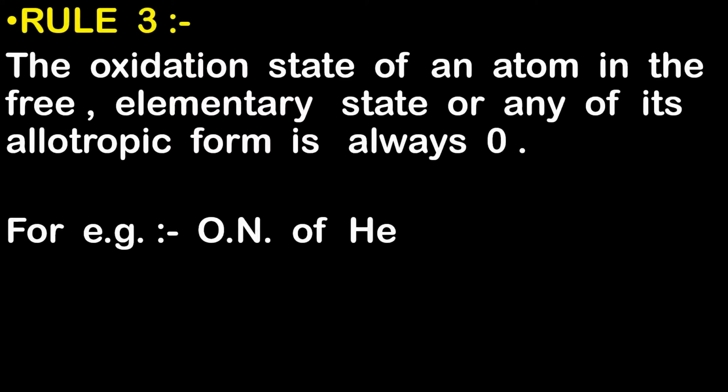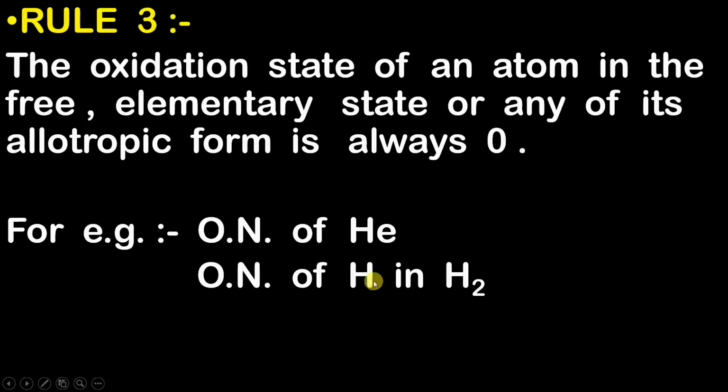Next, the oxidation number of hydrogen in H2. The oxidation number of hydrogen in H2 will again be 0 because this is the free state of hydrogen. Hydrogen is found as H2 in nature. Can you see over here hydrogen combining with any other element? No. Therefore, the oxidation number of hydrogen will always be 0. So whether it be hydrogen or any other element which is found in a free state as a molecule, we always have the oxidation number as 0.